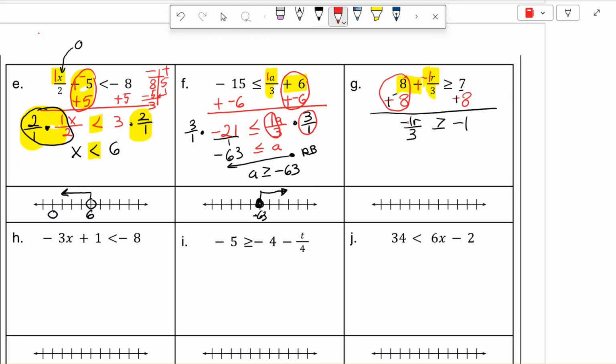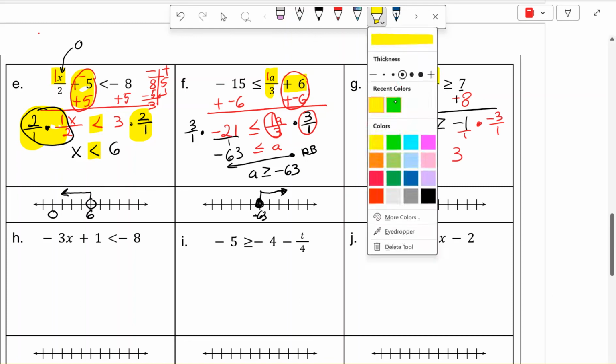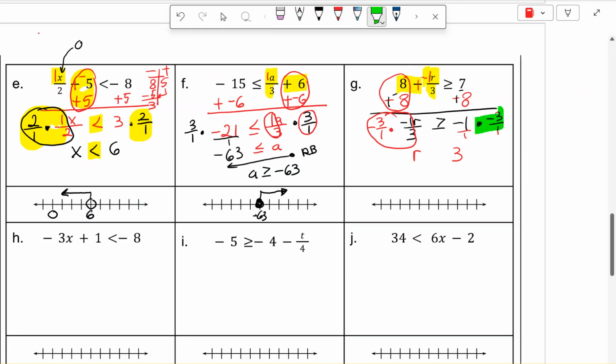And now we need to get rid of negative 1/3. So we're going to multiply by its reciprocal, negative 3 over 1. That gives us a nice number 1 right here. R is left by itself. And since that's working, we're going to multiply the other side by the same, negative 3 over 1. And a negative 1 times a negative 3 is a positive 3. Now, hopefully you're catching on here that we just multiplied both sides by a negative. So something happens to the sign. It reverses to make it true again.